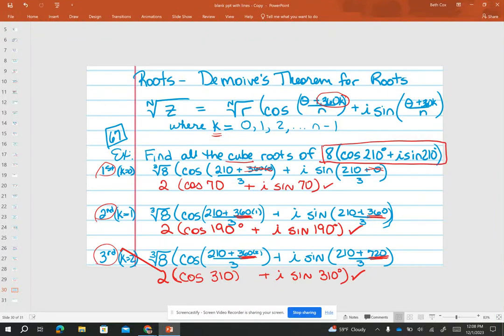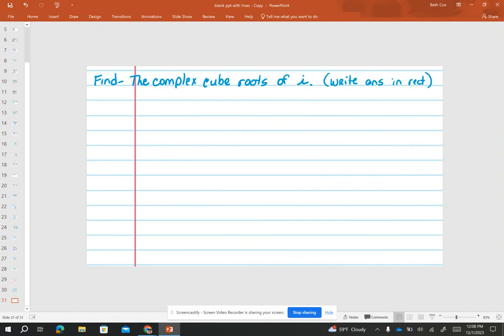Okay. Finding all the cube roots of i, write your answer in rectangular format. Okay, I'm going to come back and do this one in another video. Give you a break, let you think this through. It's just math, y'all.